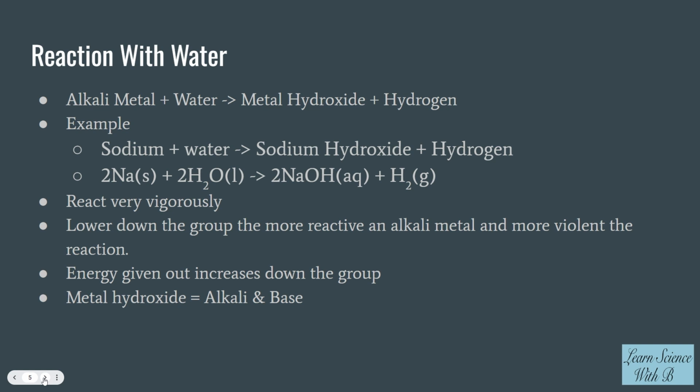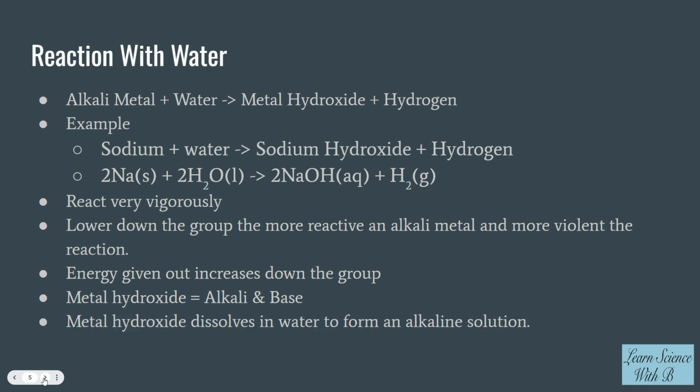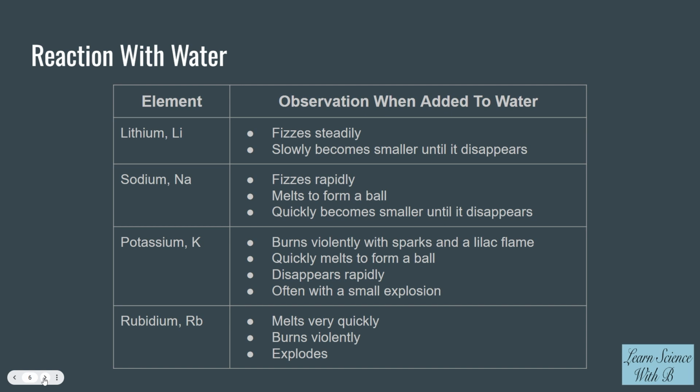Metal hydroxide is an alkali. Metal hydroxide is a base. When metal hydroxide dissolves in water, it forms an alkaline solution with a pH above 7 and turns the universal indicator blue or purple. The table shows the observation of alkali metals when reacting with water.